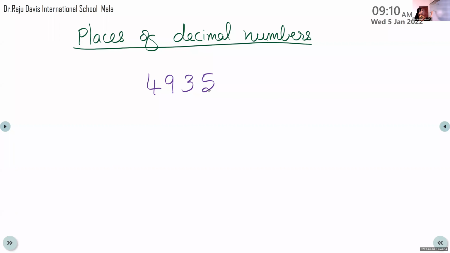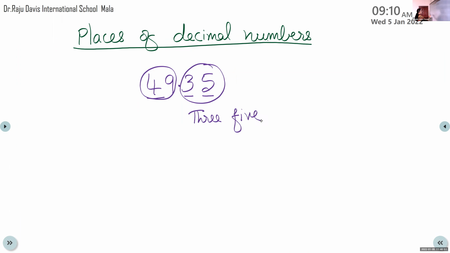Now I am going to put a point here. Now it is a decimal number, right? There is a point in between the numbers. So when you read the number, you have to read it as 49.35. You should not read it as 35 after the point. After the point, you have to say the numbers one by one, not together. We read 49, but after the point we read 3, 5.